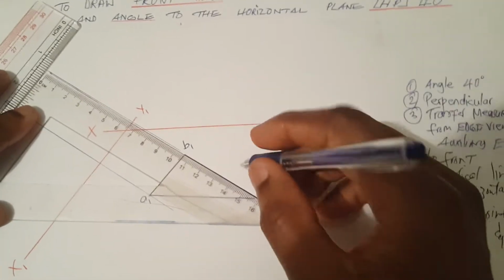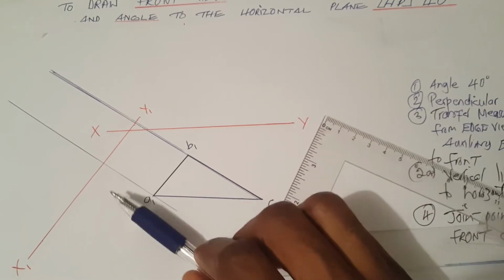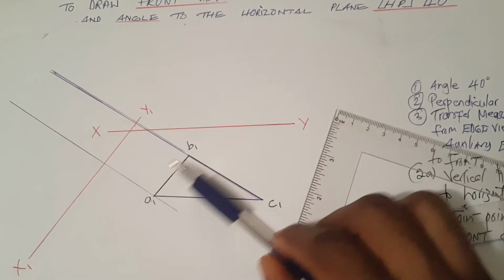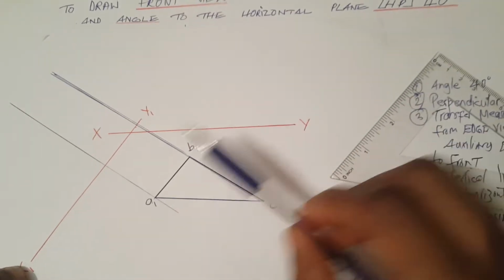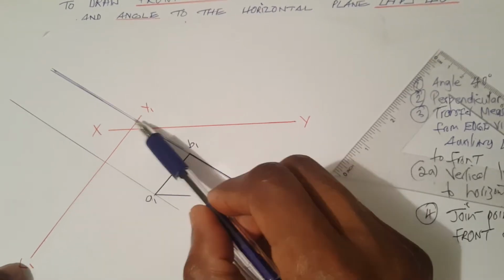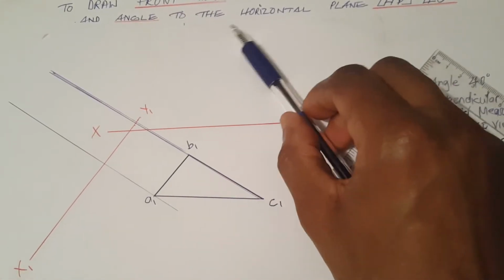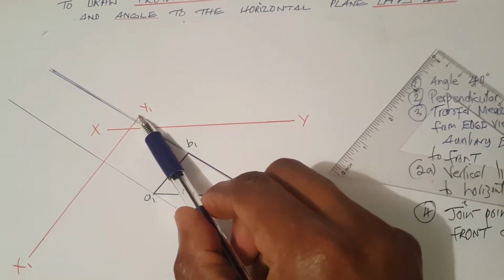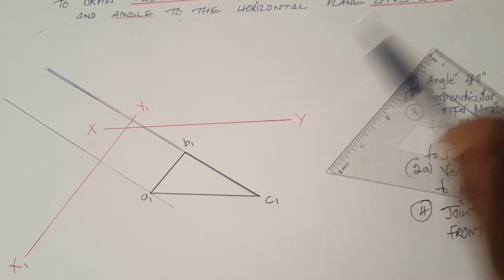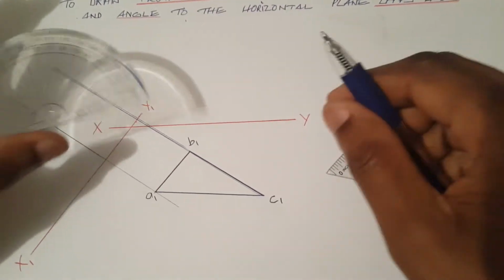In this case, these points are very, very close. So now that I have produced the lines from these points perpendicular to my x1, y1 line, my next step is to construct the angle that I want the horizontal plane to be relative to point y1, this line. For that, I will be using my protractor to produce the 40-degree angle line.